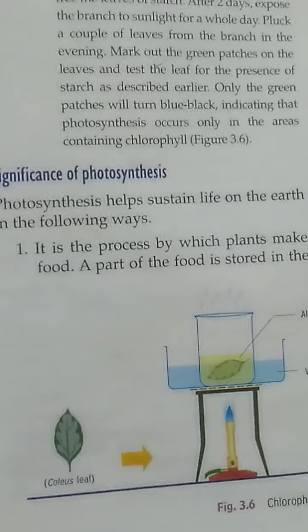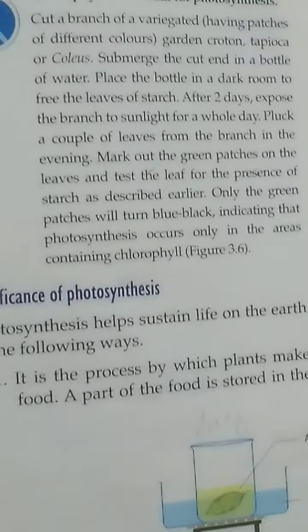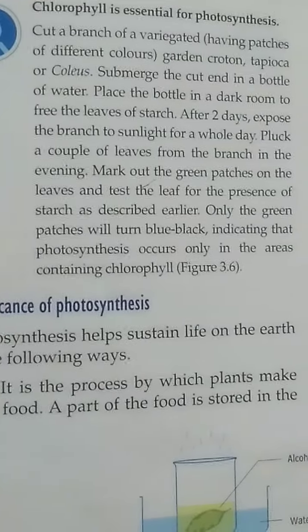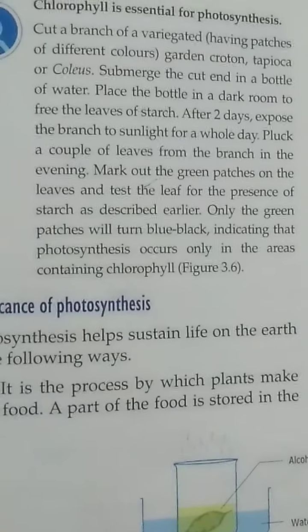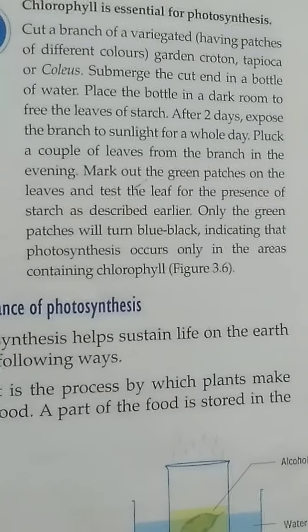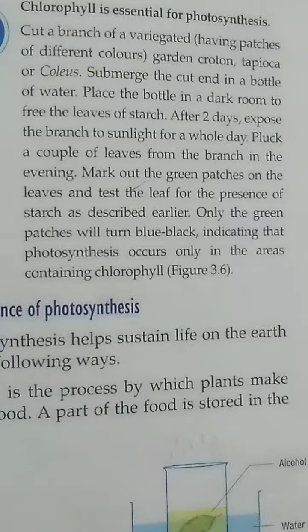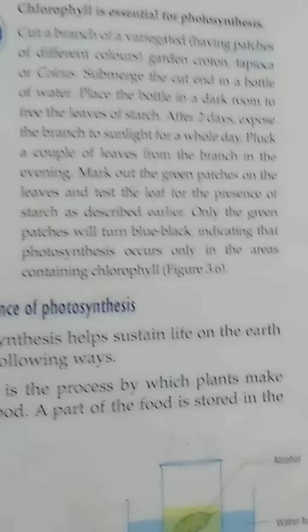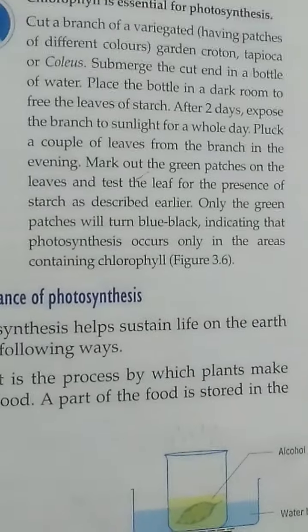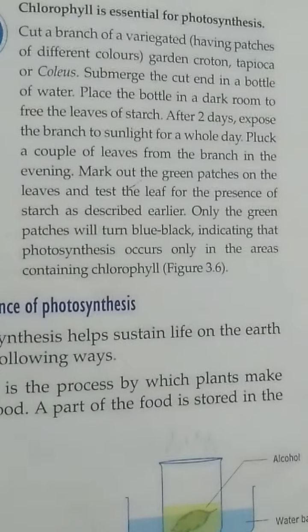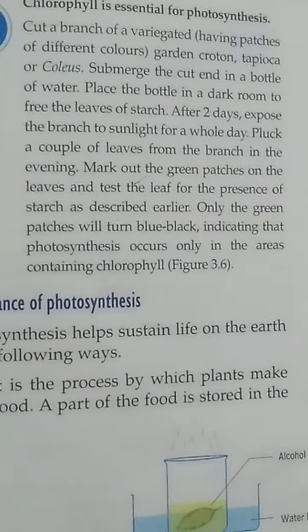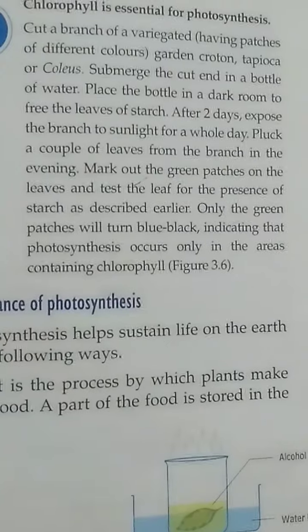Now we have to cut a branch of this plant, and submerge the cut end of this branch in a bottle of water. Then we place that bottle in a dark room to free the leaves of starch. Then after 2 days we expose that branch to sunlight for a whole day. Then we pluck a couple of leaves from the branch in the evening, mark out the green patches on the leaves, and then test the leaf for the presence of starch.